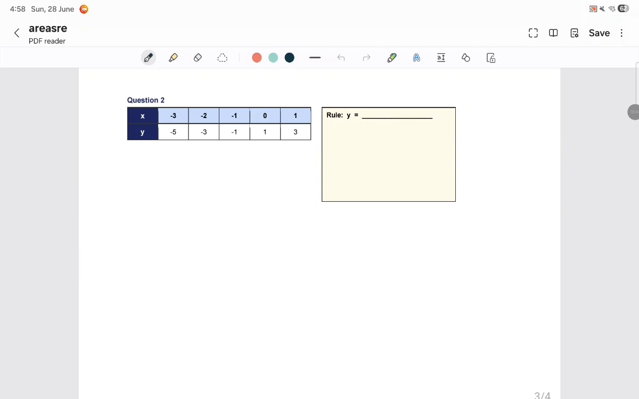Okay, let's move on to the next example. Question 2. This time, numbers are a bit complicated, especially compared to the last one. The first one is x minus 3 and y minus 5. And next one, minus 2, minus 3.